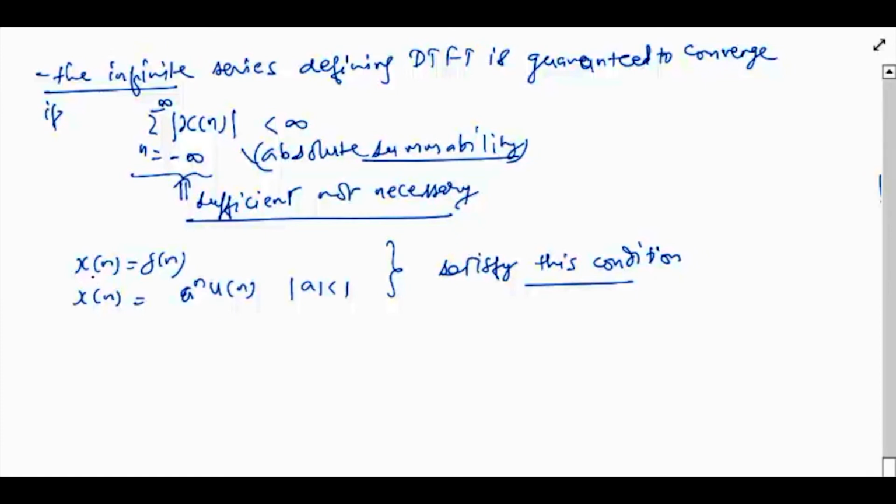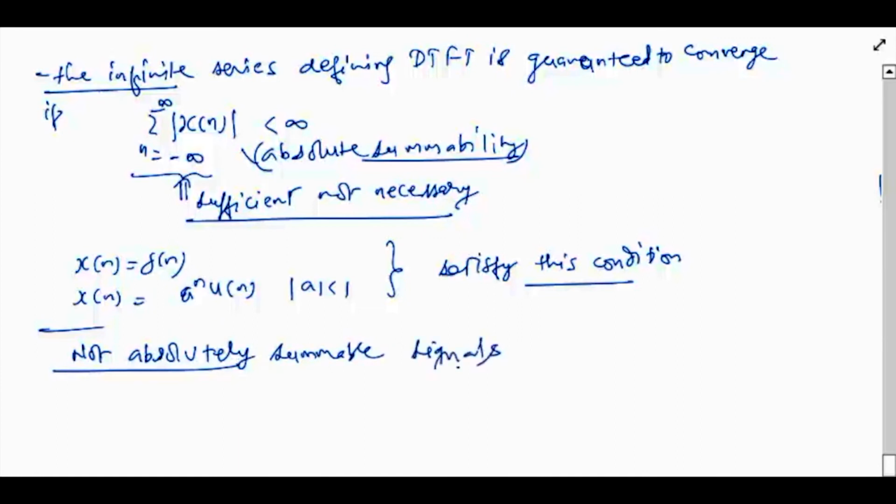For instance, let us take a few cases where the signals are not absolutely summable. As I said, in this case we will talk of the generalized Fourier transform, the generalized DTFT.